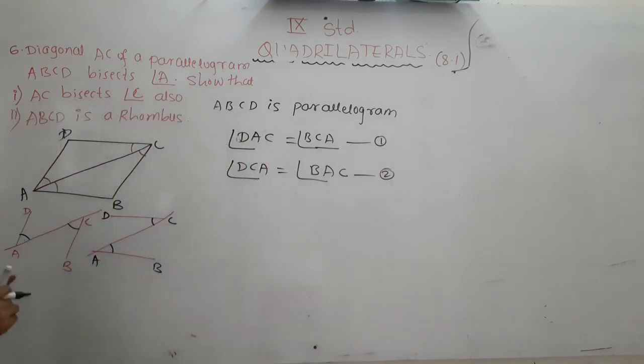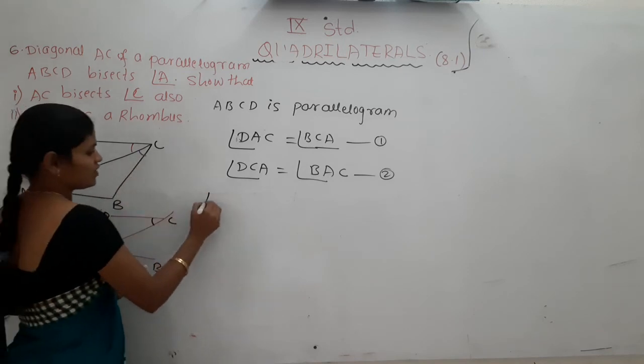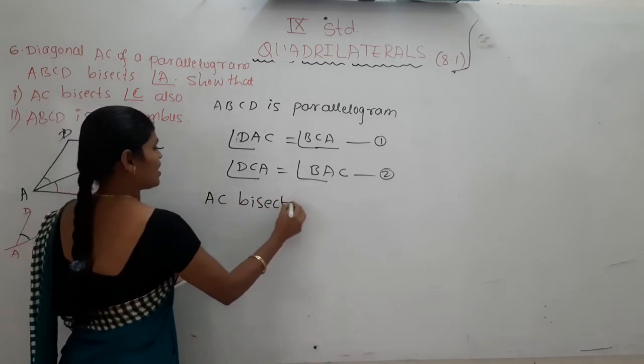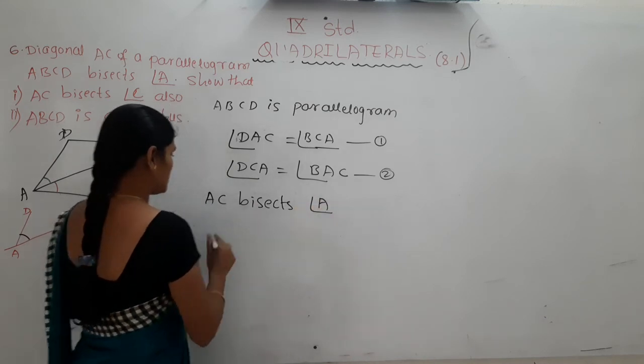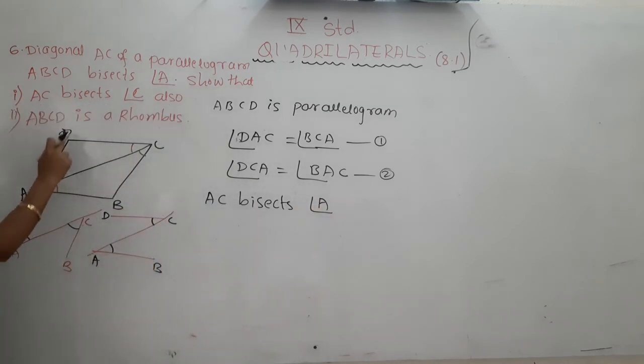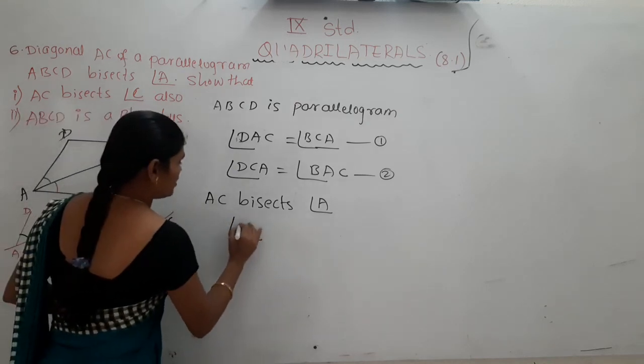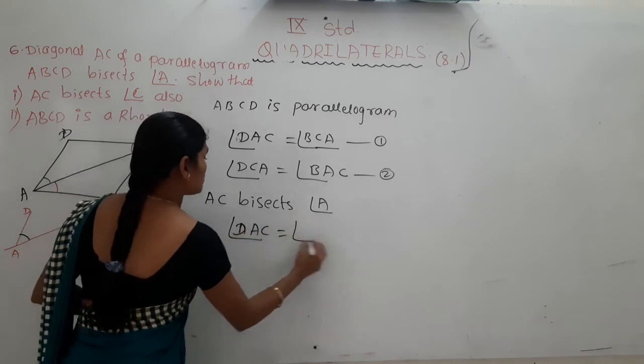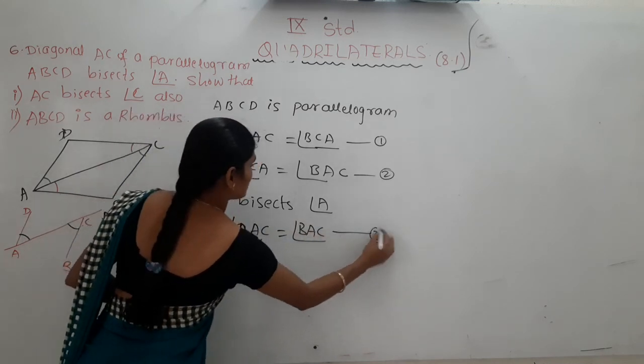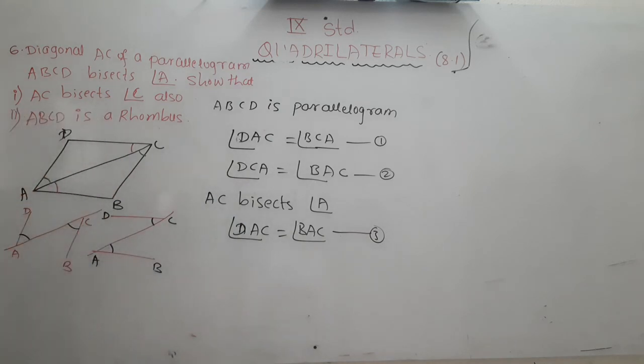And one more thing: if AC bisects the angle A, it means these two angles are equal. Angle DAC is equal to angle BAC. This is the third one. If these two angles are equal, then angle DAB is the same as BCD. If these two angles are the same and these two angles are also the same, yes or no?